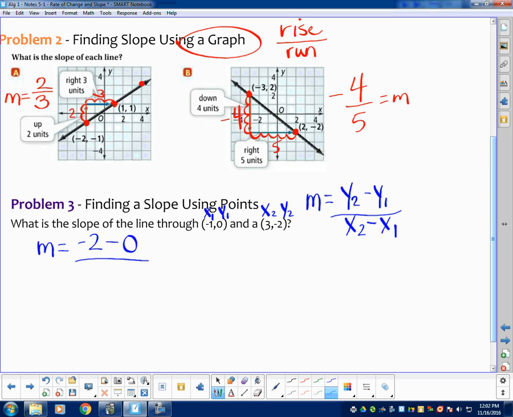Minus -1. Make sure that you put minus a negative. Don't try and do it in your head because you could make a mistake. What happens to these? -2 minus 0 and 3 plus 1. Can we reduce this? Yes. -1/2.